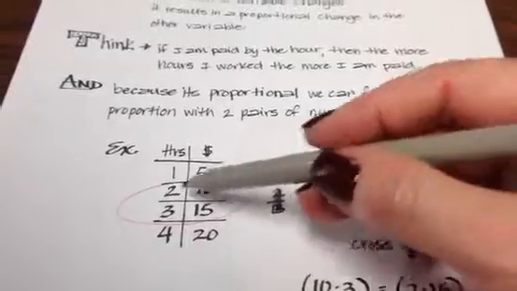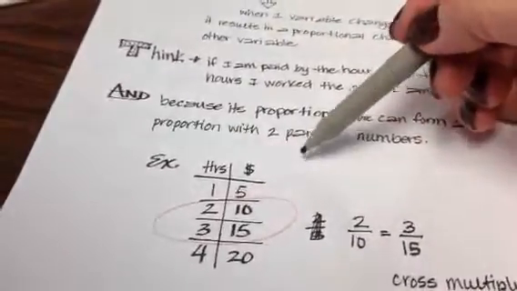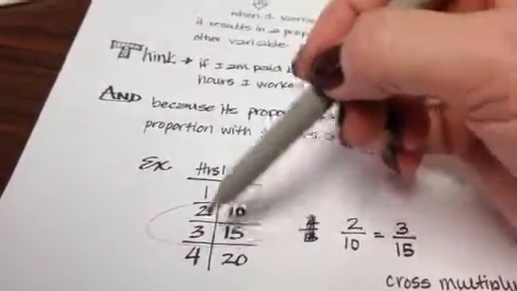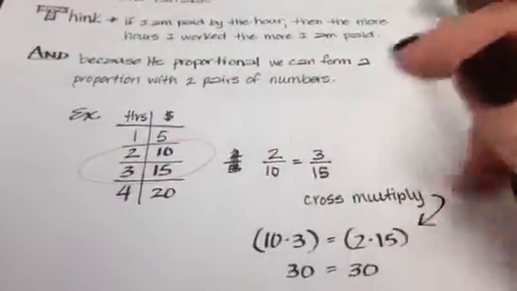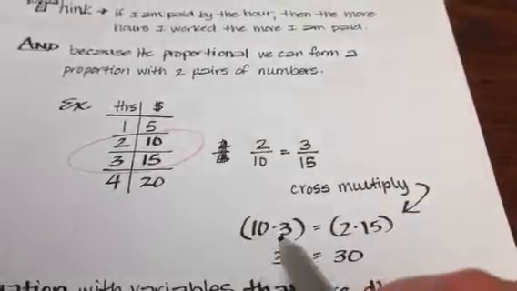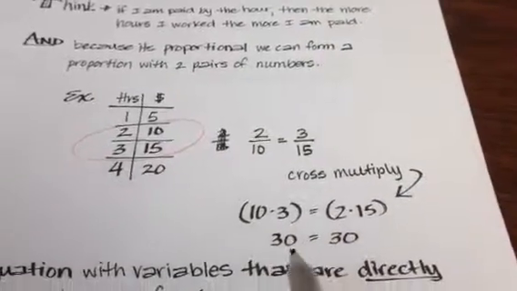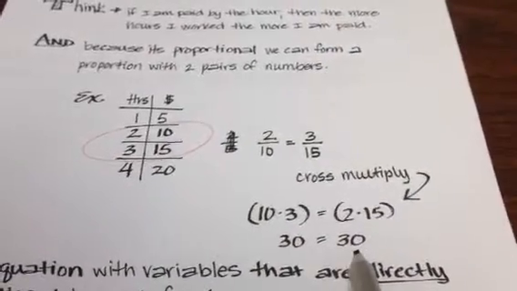To 10, and I'm going this way because we have hours and money, right? You can't do hours to hours and money to money. So hours to money. 2 is to 10 as 3 is to 15. All right, well, cross multiply. 10 times 3 equals 2 times 15. Does it? Oh yeah, 30 equals 30.